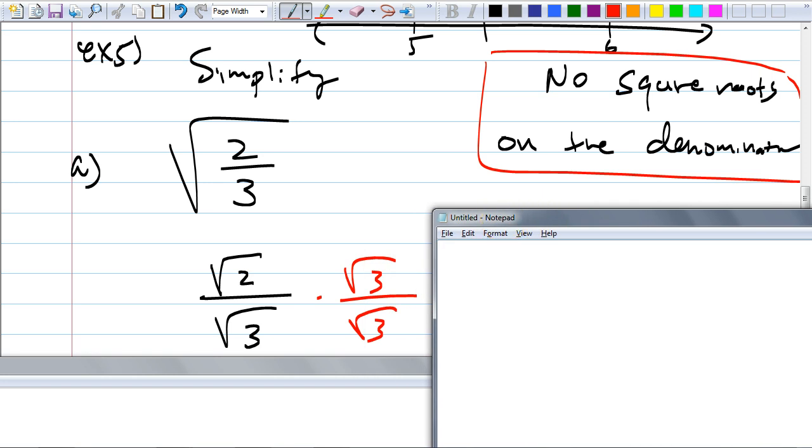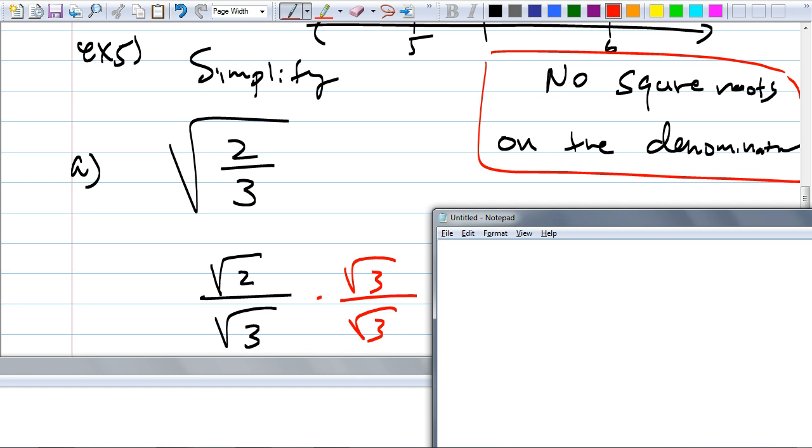Square root of 3 times square root of 3. Why do you think I do this? By the way, what is square root of 3 over square root of 3? 1. So I'm really multiplying this fraction by 1. So does it change its value? No, it stays the same. But why did I choose to multiply top and bottom by the denominator, square root of 3 over square root of 3?